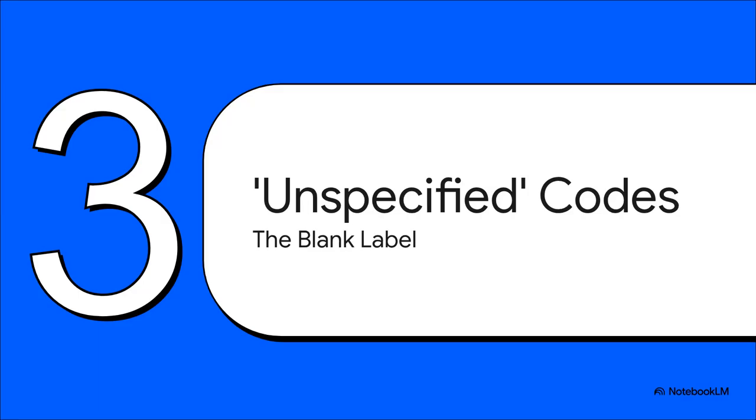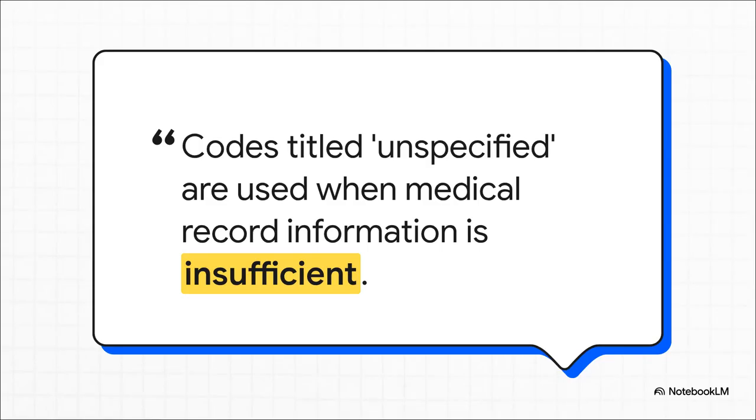Which brings us to Section 3, Unspecified Codes Explained. Now, let's contrast that catch-all drawer with a completely different situation, the dreaded blank label. Section I.A.9.b of the CMS guidelines lays this out brilliantly. You only use an unspecified code when the medical record completely lacks the clinical details needed to pick a distinct path. The guideline explicitly states that unspecified means the information is insufficient. Basically, the ball was dropped in the documentation phase.